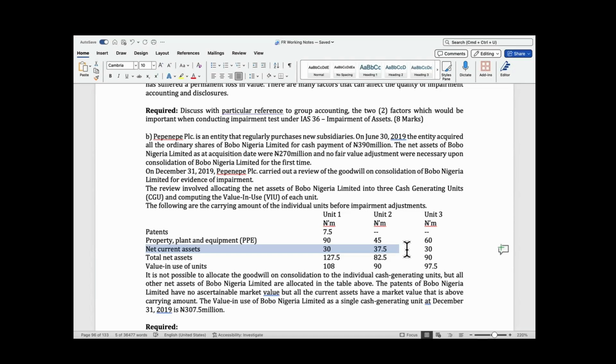Don't touch them. Don't touch them because their market value is above their carrying amount. So they have not been impaired. So that's why in most cases, even if they don't tell me this, I will not touch the net current asset.